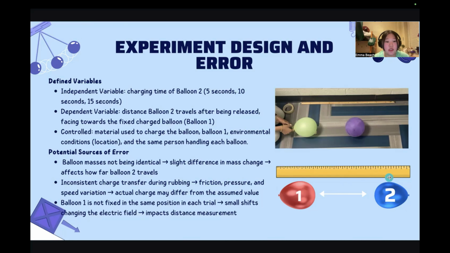For our potential sources of error, since the balloons were pre-blown up, there could be a slight difference in mass, which can affect how far balloon 2 travels. Inconsistent charge transfer during rubbing, so friction, pressure, and speed variation. The actual charge may be different than the assumed value, and balloon 1 is not fixed in the same position each trial, so small shifts can cause a change in the electric field, which can impact the distance measurement.